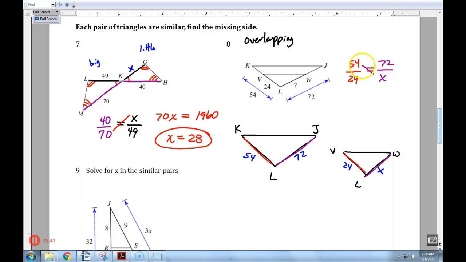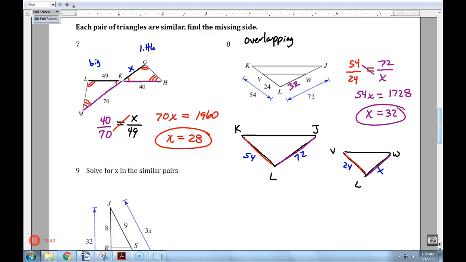And again, cross multiply, 54x. 72 times 24 is 1728. Divide that number by 54. And we're looking at 32 would be the answer here.